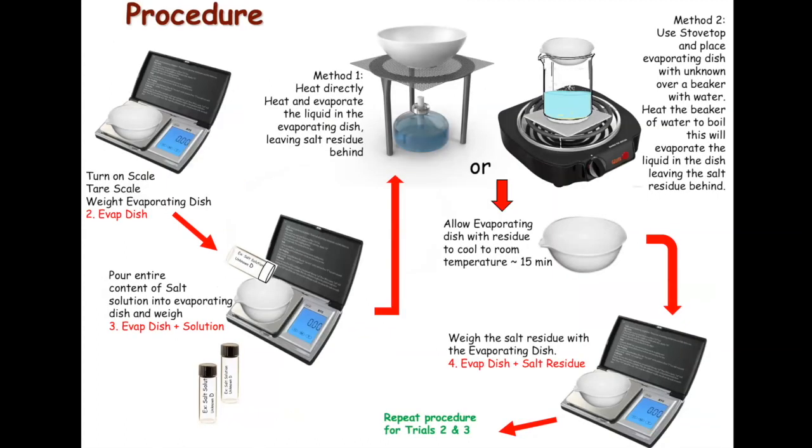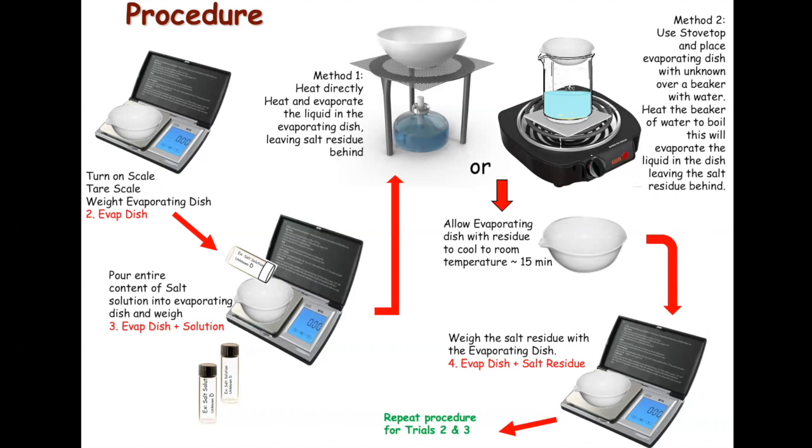This is the procedure. You guys are going to make sure the evaporating dish is clean and dry. And you're going to do this one at a time since you only have one evaporating dish, okay? Make sure it's clean and dry. You're going to turn on your scale, tare it, and then weigh your evaporating dish. While the evaporating dish is on the scale, make sure the scale doesn't turn off.